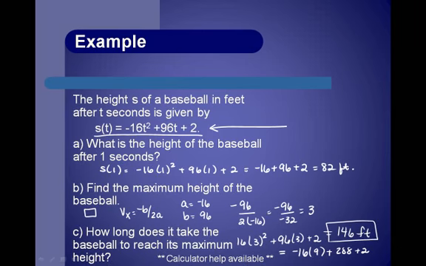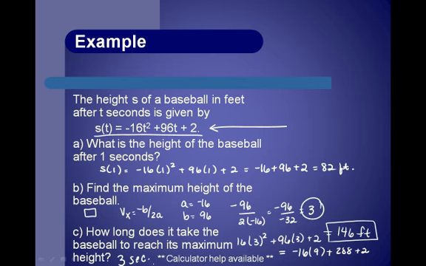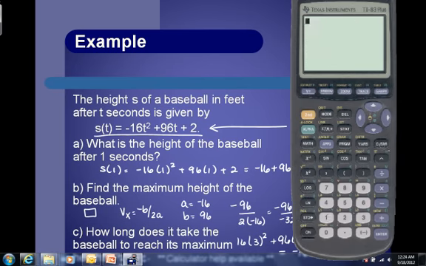And then the C part says, how long does it take the baseball to reach its maximum height? Well, that is the x value of the vertex, which we said earlier was 3, so it would take 3 seconds in order to reach the maximum height. Okay, again, we can do this with pencil and paper, or we could have just punched it into our calculator.